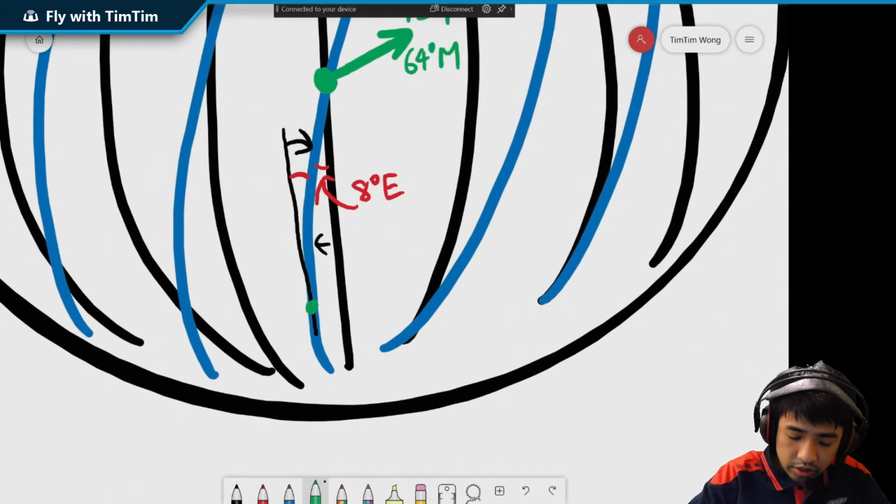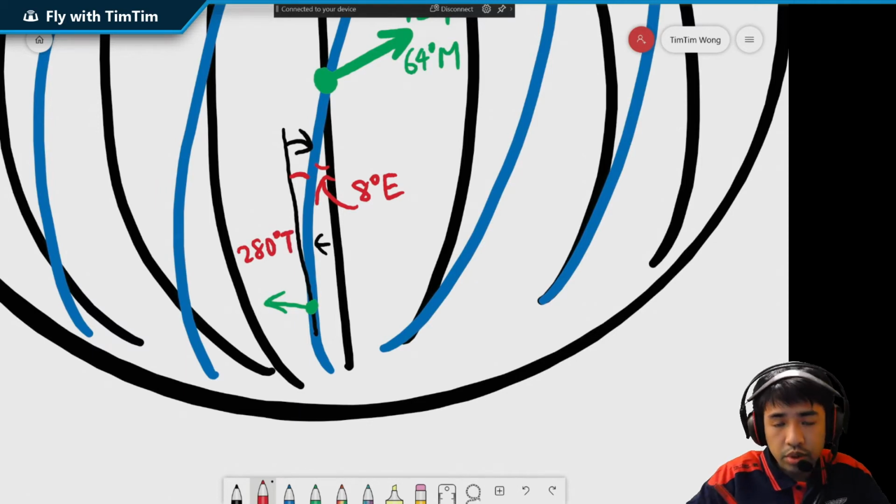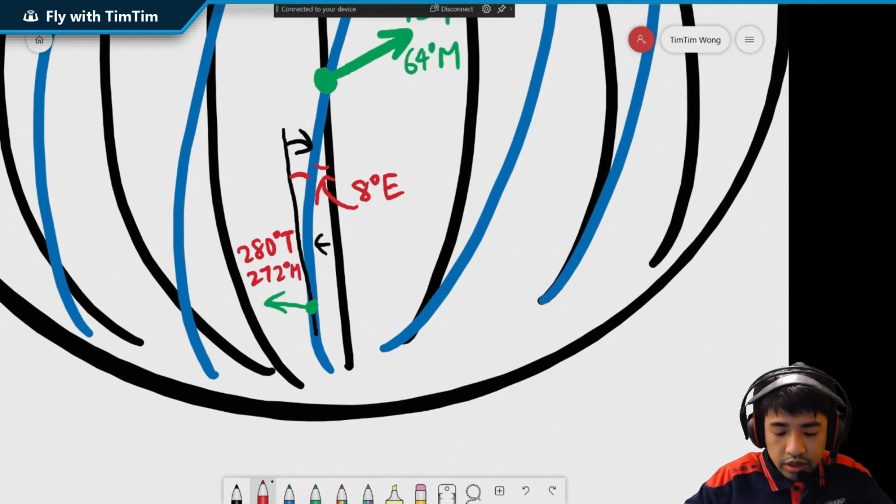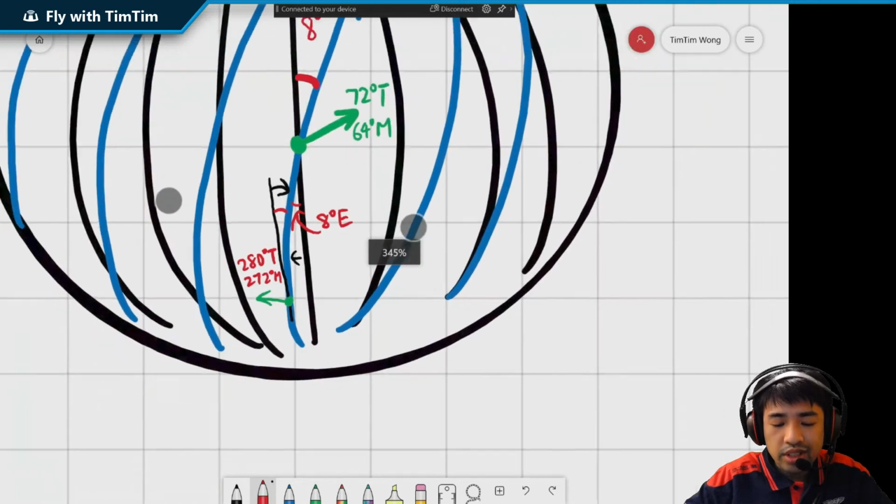So let's try another example. Let's point to that direction. 280 true. What will be its magnetic equivalent? Same: minus 8 is 272 degrees magnetic. Easy. So where do we get west variation?